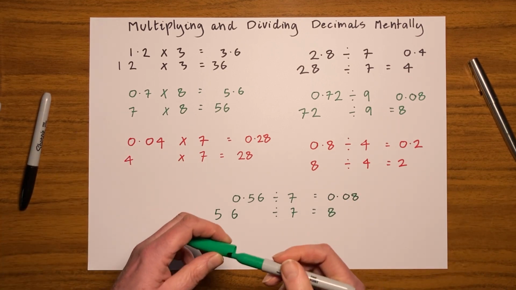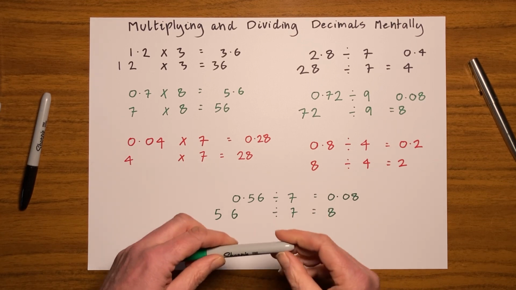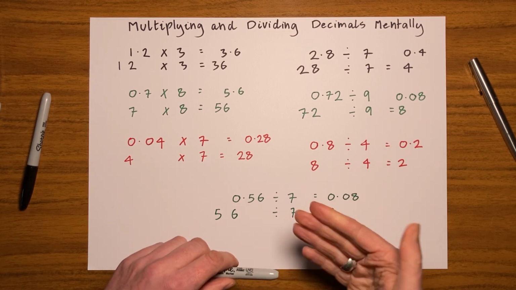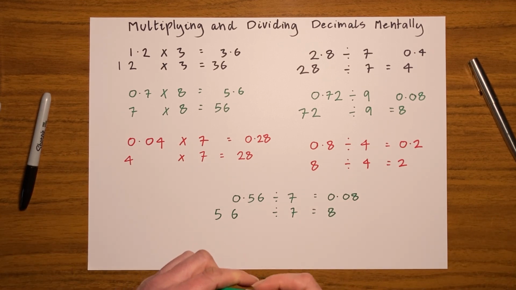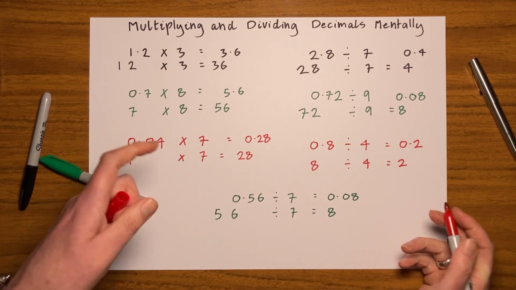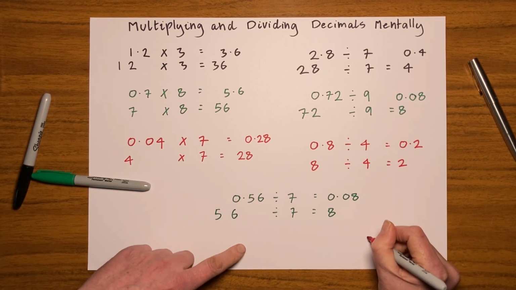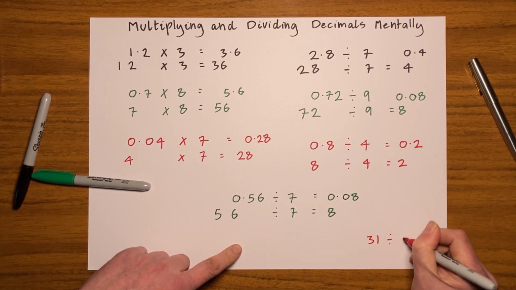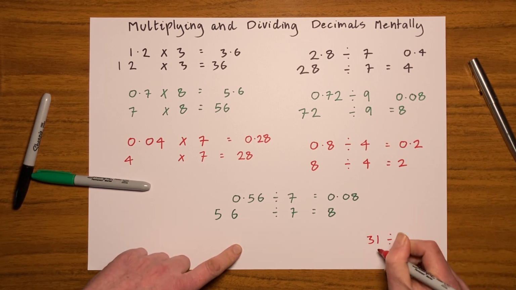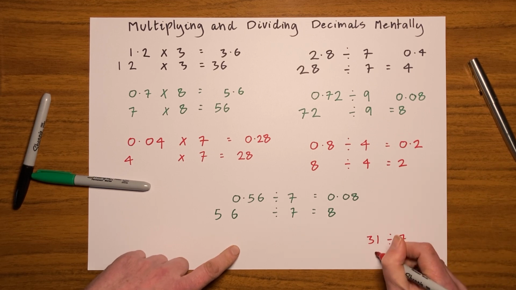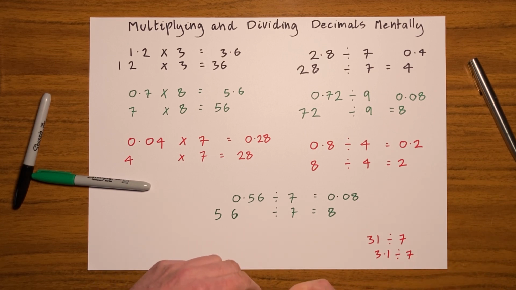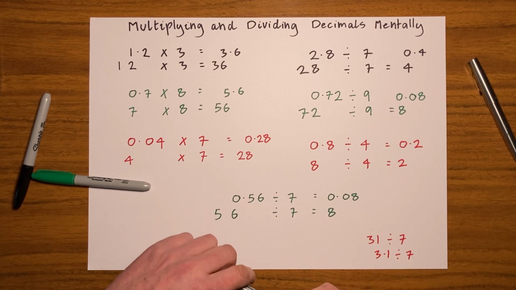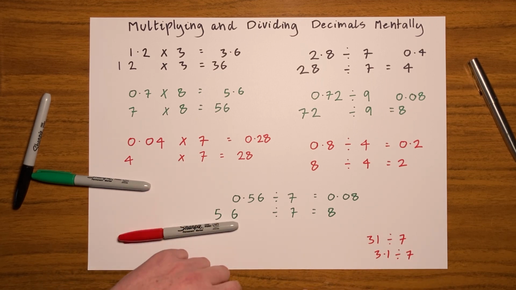Now, that is multiplying and dividing decimals mentally. Note, it only works when you can recognise that these numbers are in the times tables. If I wanted to do something like 31 divided by 7, or 3.1 divided by 7, because 31 is not in the 7 times table, I can't do that mentally. I'd have to use the bus stop method, and of course I've got another video on that. All the best, and as ever, good luck with your maths.